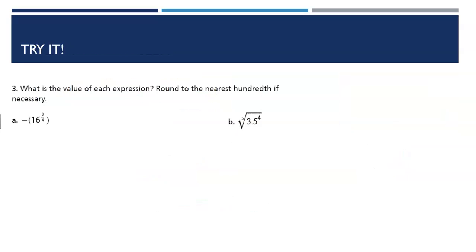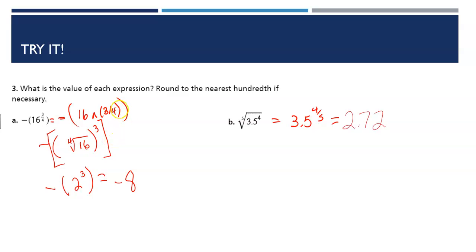I want you to try simplifying these two. Now you will have to use a calculator to do it. So go ahead and try it with your calculator. Remember that I can set that equal to 16 up arrow 3 divided by 4, and then make sure you just take the negative of that. So you want to make sure you know how to use your calculator to do these.